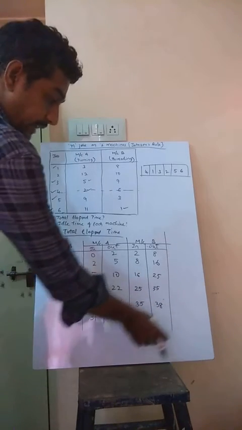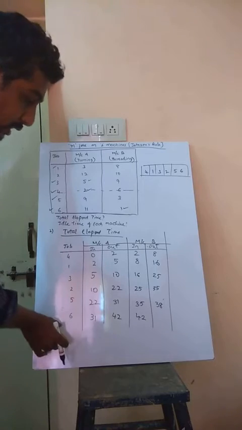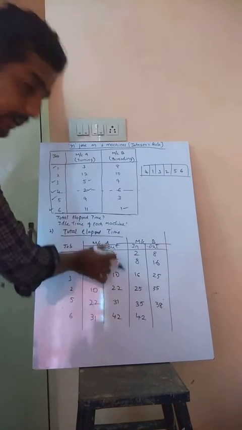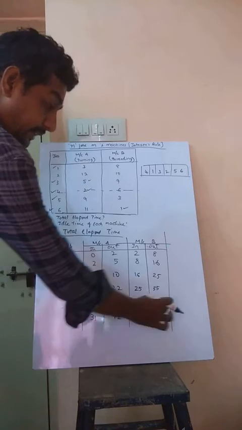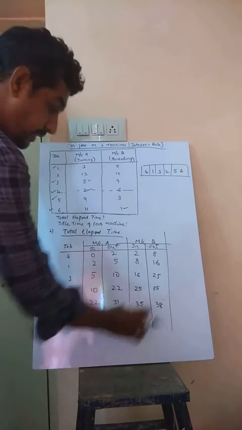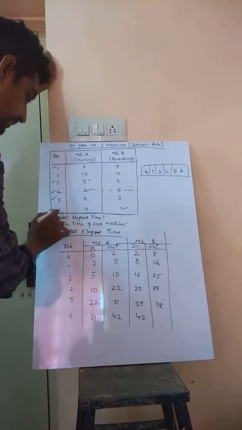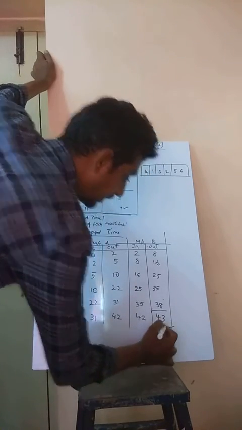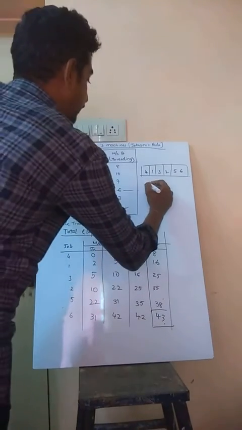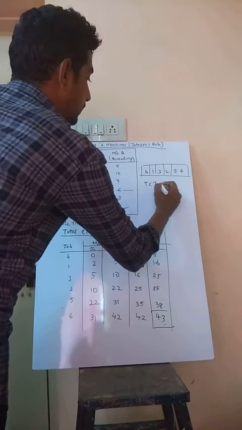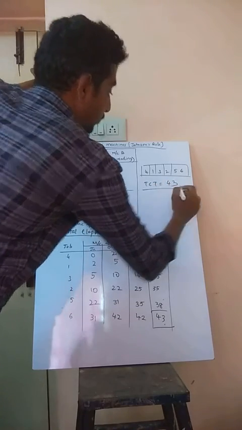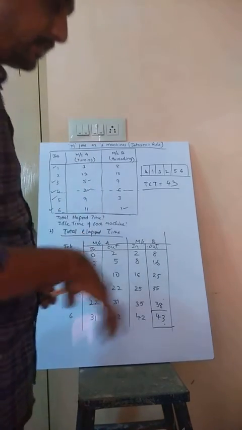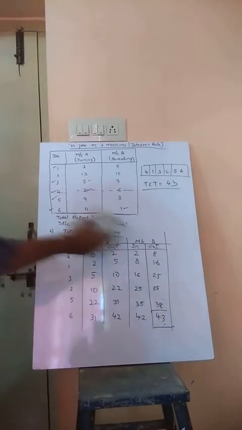We cannot take it as 38 because at the 38th minute, job 6 will be on machine A. That means we need to take the higher value. 42 plus 1 is 43. This 43 is nothing but the total elapsed time. It may be hours, minutes, or anything as per the given problem.